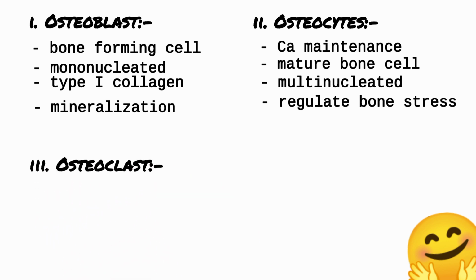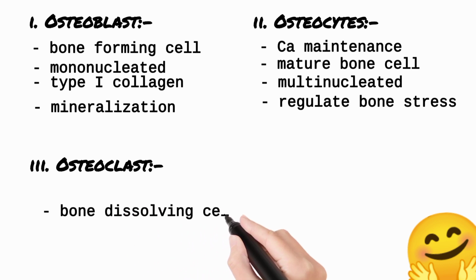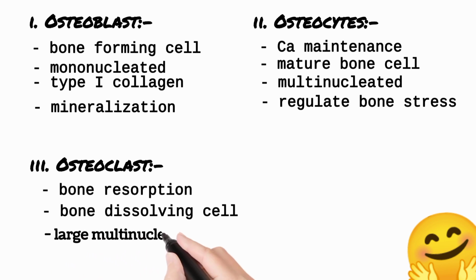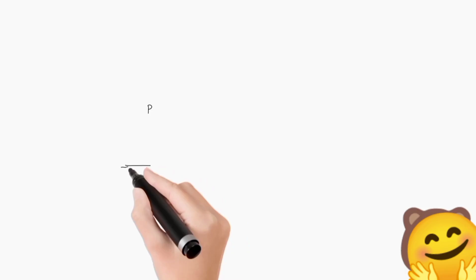Osteoclast. It is the bone dissolving cell, involved in bone resorption and made up of large multinucleated cells.